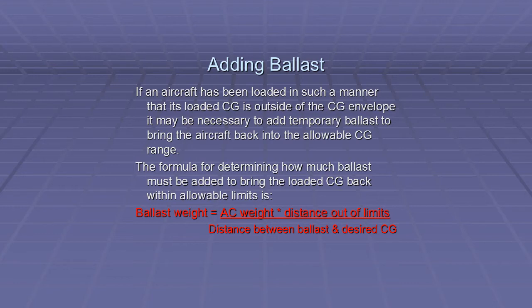If an aircraft has been loaded in such a manner that its loaded center of gravity is outside of the center of gravity envelope, it may be necessary to add temporary ballast to bring the aircraft back into the allowable center of gravity range. The formula for determining how much ballast must be added to bring the loaded center of gravity back within allowable limits is: ballast weight equals the product of the aircraft weight and its distance out of limits divided by the distance between the ballast and the desired CG.